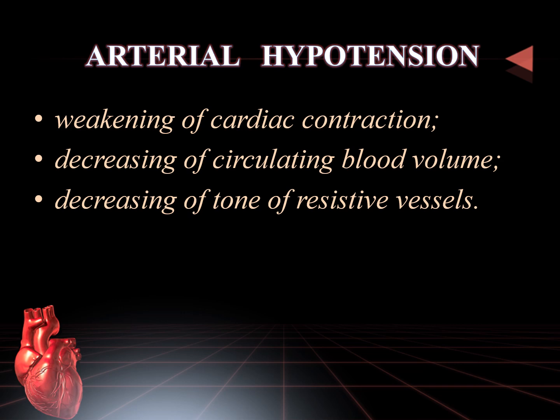The development of arterial hypotension is associated with weakening of the contractile function of the heart, decreasing of the circulating blood volume, and decreasing of the tonicity of the peripheral vessels. Moreover, arterial hypotension is divided into neurogenic, endocrine, and metabolic types according to their origin.